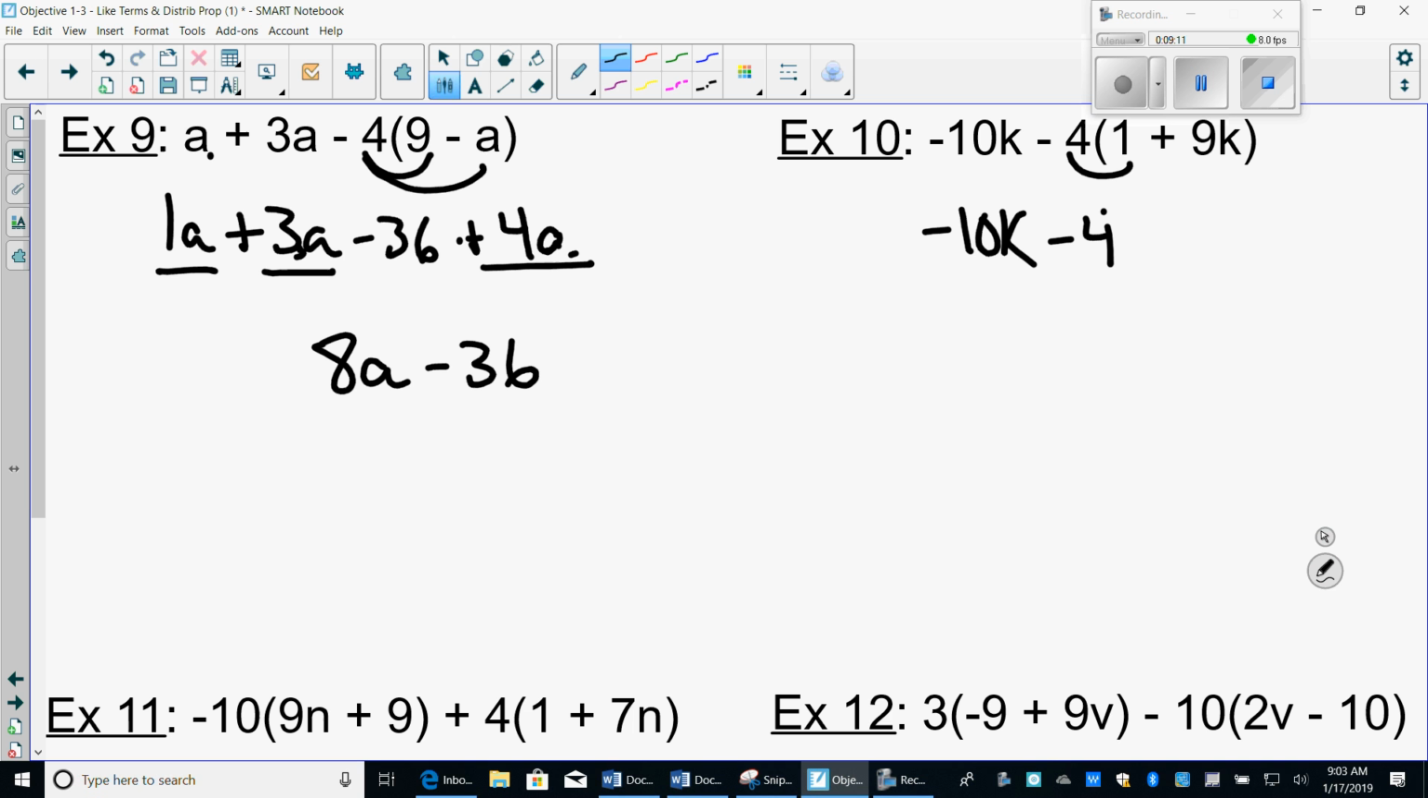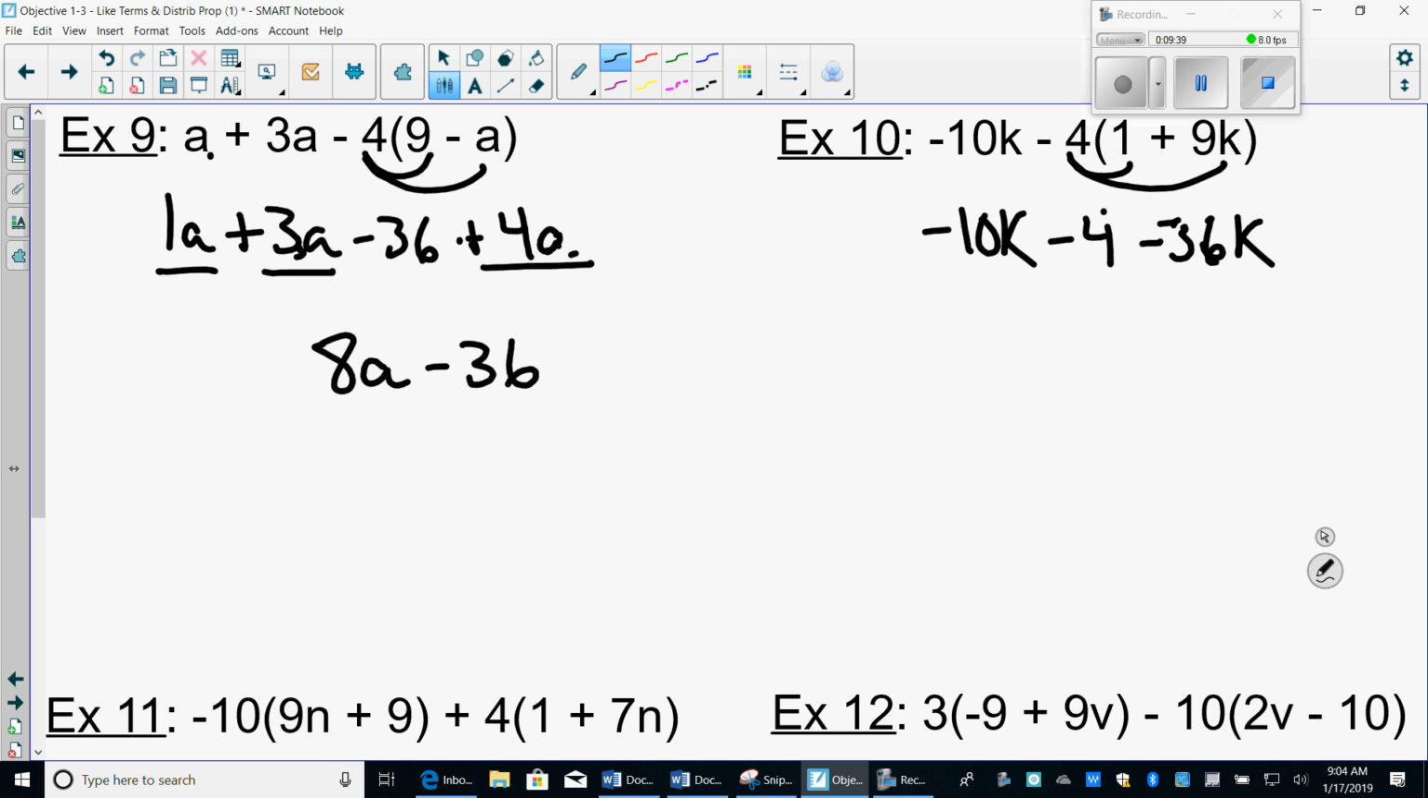Negative 4. What does this give me? Negative 36. Cautious, careful, and conscientious. Don't just throw signs wherever. Okay? Do a negative times a positive, and you can put that in your calculator, guys. If you're still not good with your signs, I'm not going to fuss at you if you put in negative 4 times positive 9, and you'll get negative 36. So negative 36k.